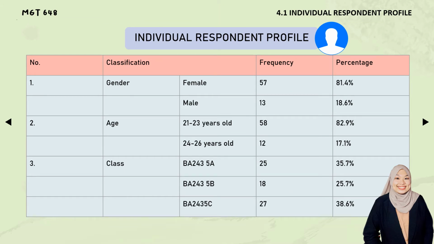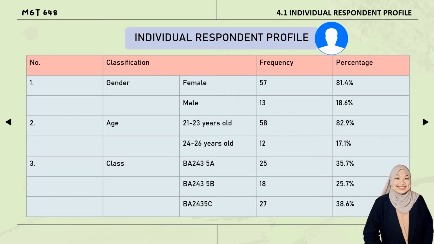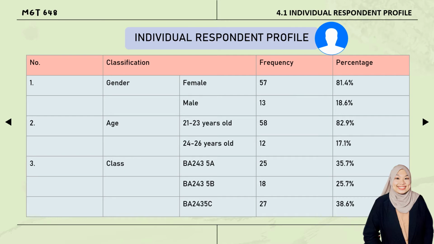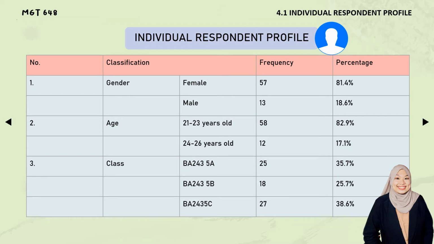Next is age. Students who are 21 to 23 years old are 82.9% and 24 to 26 are 17.1%. This shows mostly the respondents are within 21 to 23 years old. Next is class. The respondents of this survey mostly are from class BA2435A 35.7%, BA2435B 25.7%, followed by BA2435C 28.6%.